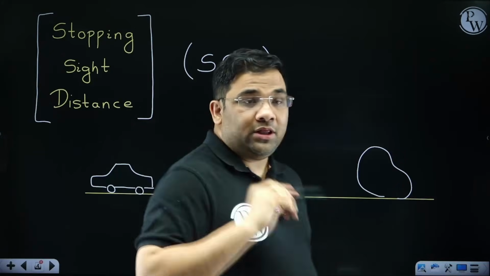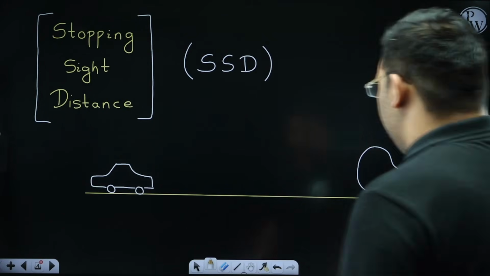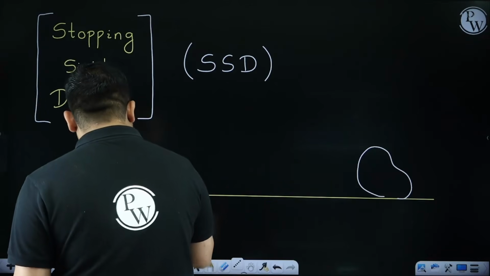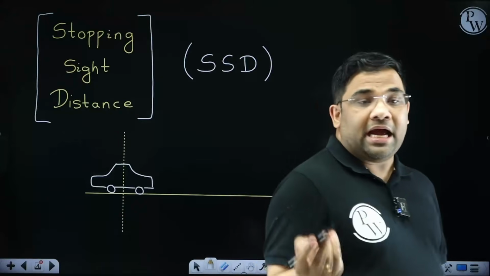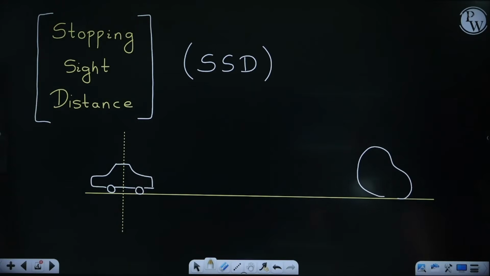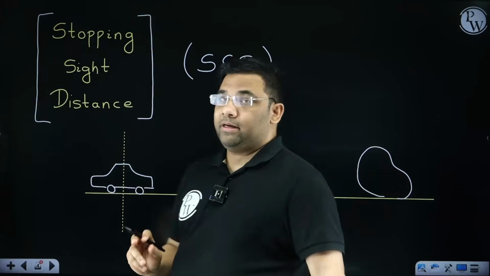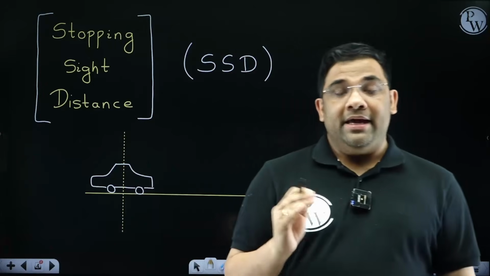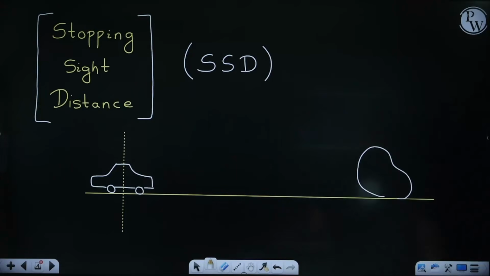So now we are spotting this obstacle. When the driver spots the obstacle, the driver is not going to stop immediately. Why will the driver not stop immediately? Because the driver will take some time to react. The driver will see the obstacle, but the driver is not going to apply brakes suddenly. Why? Because the driver is a human being, so the driver will take some time to react.